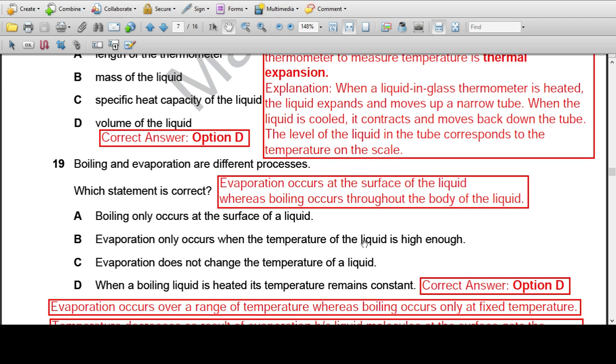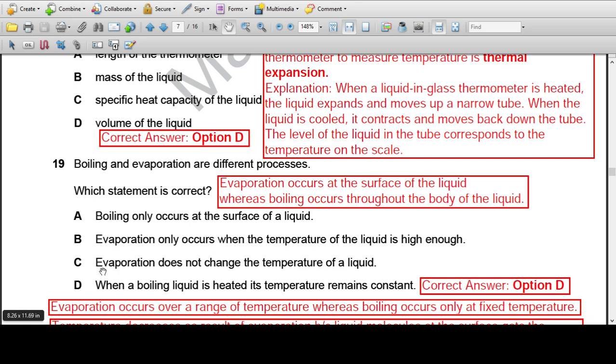Evaporation only occurs when the temperature of the liquid is high enough. No. Evaporation occurs at every temperature. Definitely, with a rise in temperature, the evaporation rate will be higher.